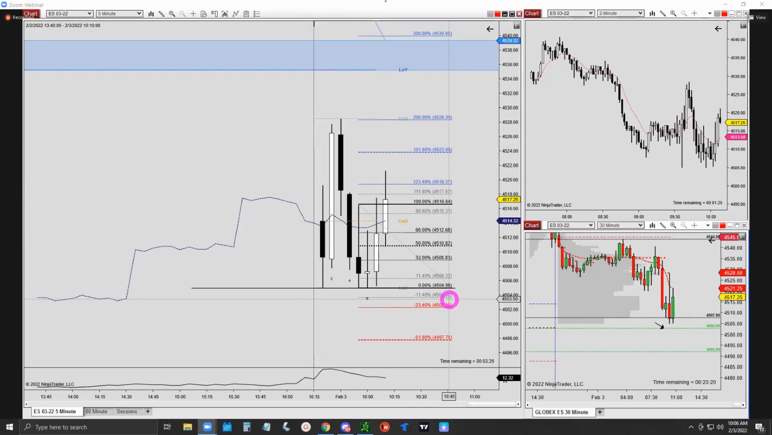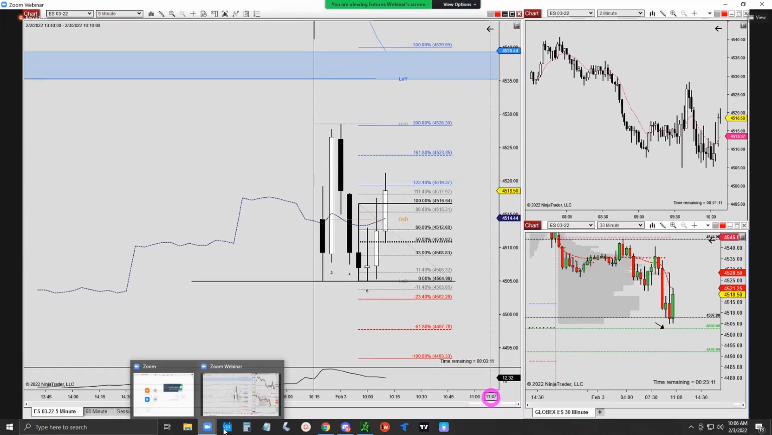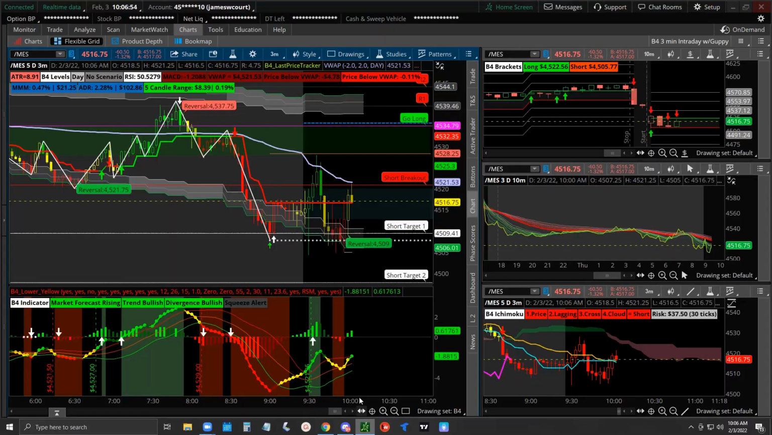It's the bar broke out and tested the first shallow target, but I don't have it yet. There's still 3 minutes and 12 seconds. This bar needs to close outside of the range of the mother bar, which is right here, in order to keep going up to these levels.